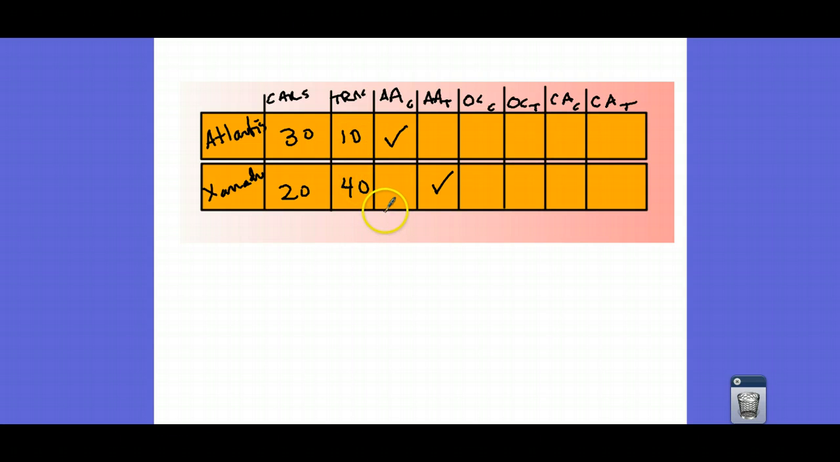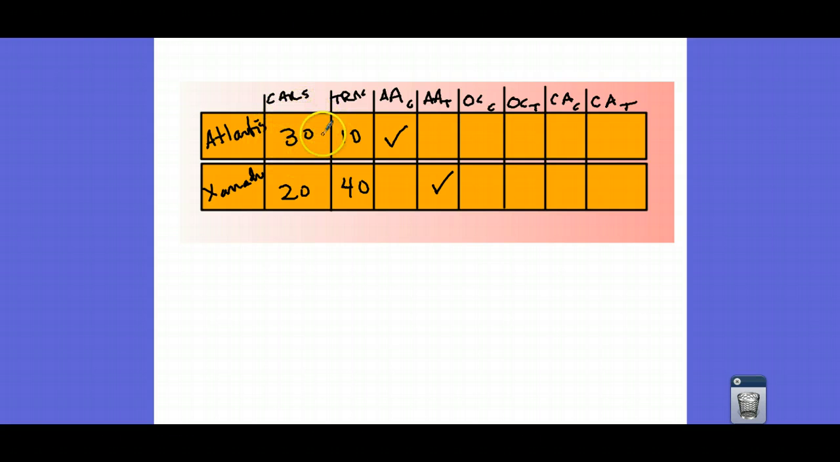Now the next step in this is to actually identify the opportunity cost, because you need to know opportunity cost in order to determine who has a comparative advantage and whether they should trade. In this case, we're going to look at opportunity cost of one car, OC subscript C. So opportunity cost of a car, in this case for Atlantis.